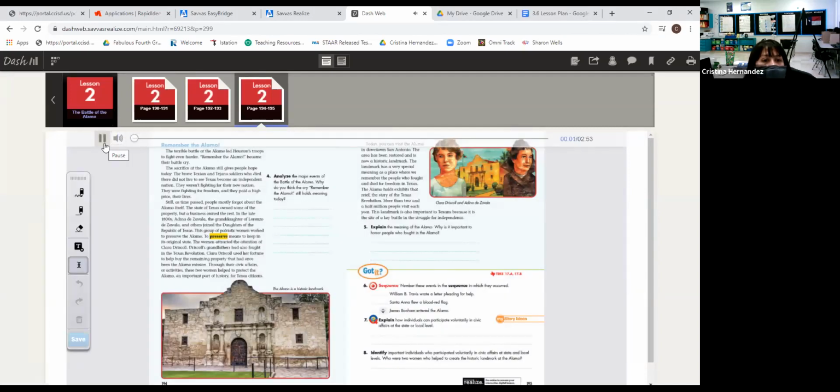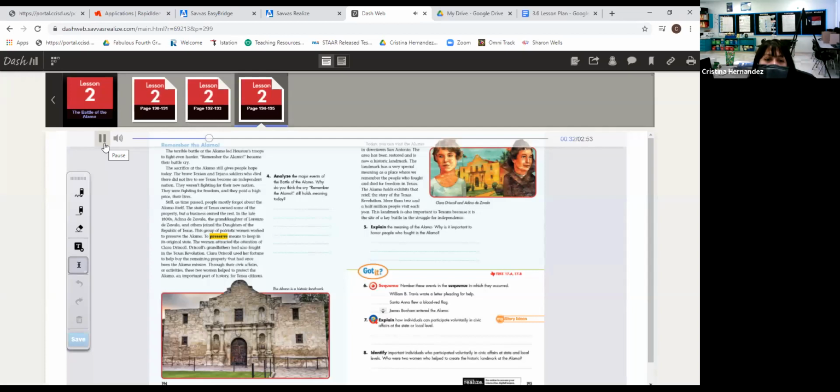Remember the Alamo. The terrible battle at the Alamo led Houston's troops to fight even harder. Remember the Alamo became their battle cry. The sacrifice at the Alamo still gives people hope today. The brave Texian and Tejano soldiers who died there did not live to see Texas become an independent nation. They weren't fighting for their new nation. They were fighting for freedom, and they paid a high price, their lives.